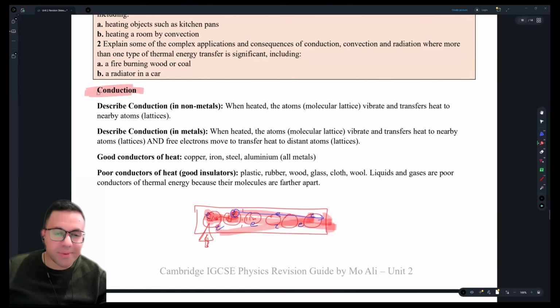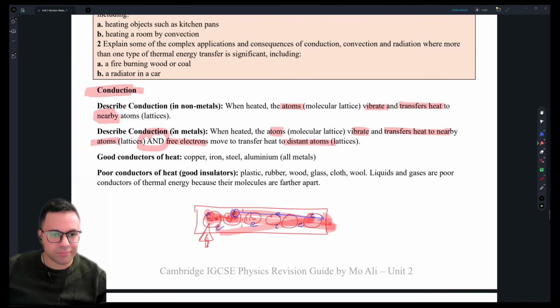So when you're describing how conduction occurs in metals and nonmetals, in nonmetals, the atoms vibrate and transfer heat to nearby atoms. In metals, the atoms vibrate and transfer heat to nearby atoms. This also happens. So there are two processes: the regular vibrations, and free moving electrons that travel to distant atoms or transfer heat to distant atoms.